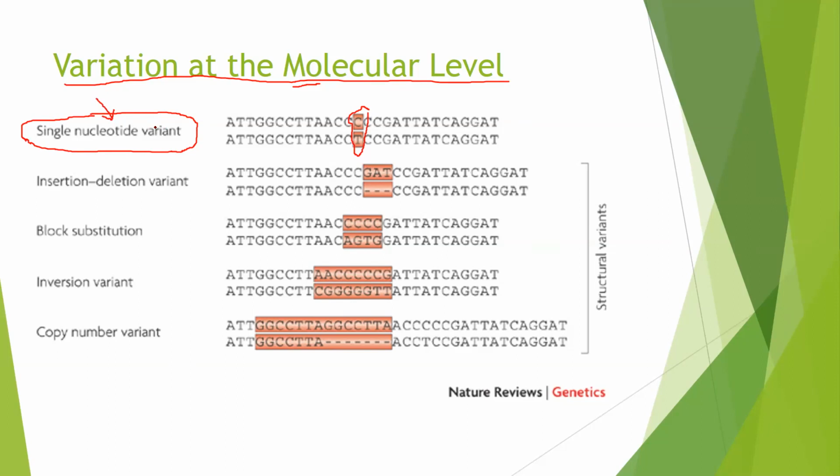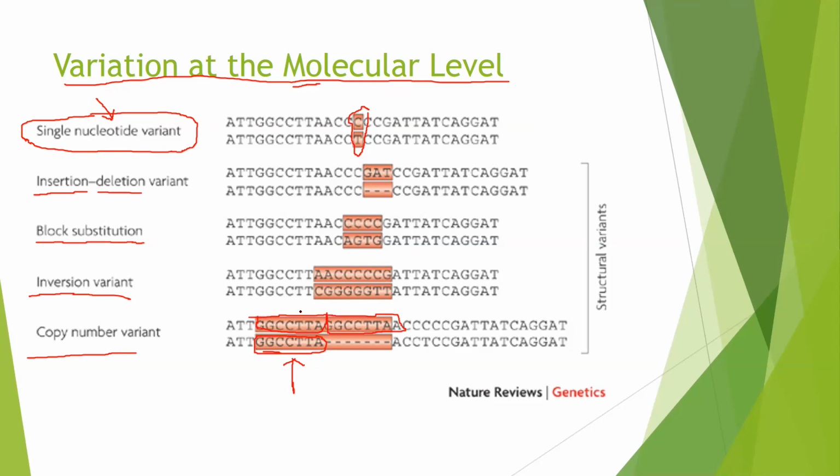So that's the most common DNA variant. And also there are some DNA insertions or deletions, entire block substitutions, inversion variants, or copy number variants. Copy number means, for example, there's a very special small sequence of DNA, and in one individual you're going to see just one copy here, but in another individual you're going to see there are two repeats here.